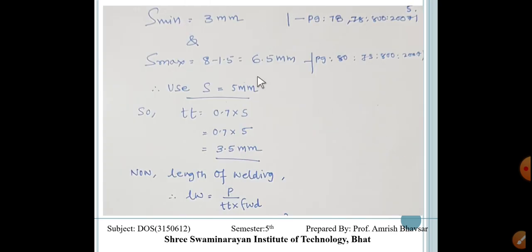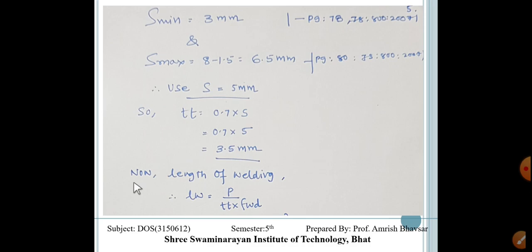Now the next task is the size of welding, and we have to find out the minimum and maximum size of weld. Here for 8 mm thickness, S minimum is 3 mm, as given on page number 78, and S maximum must be from page number 8, that is 8 mm minus 1.5 as a clearance. So we get 6.5. Choosing between the two values, we will choose S as 5 mm. After that we must find the effective throat thickness, TT. Here we will get the throat thickness as 3.5.